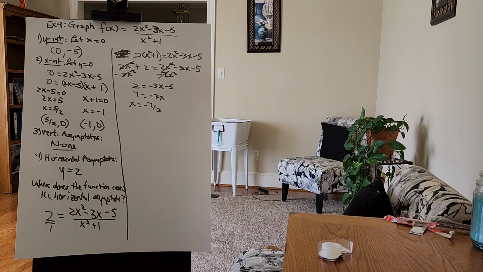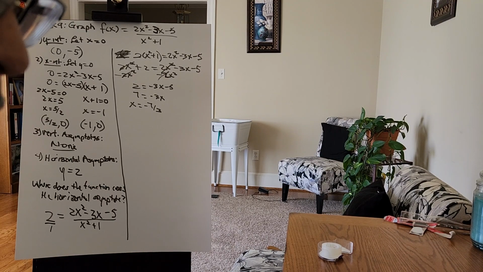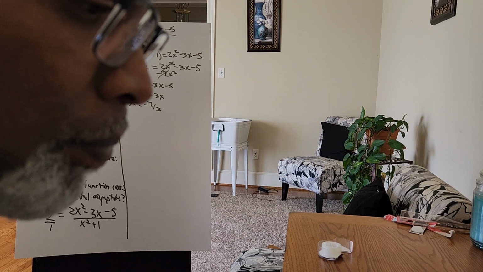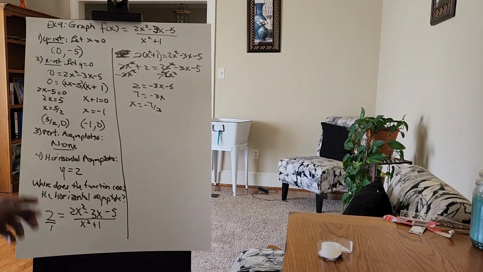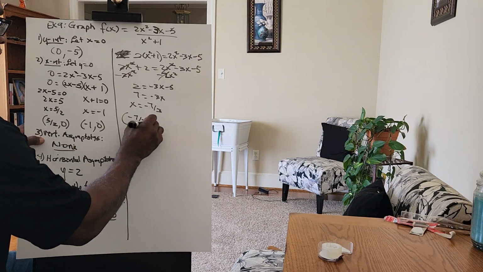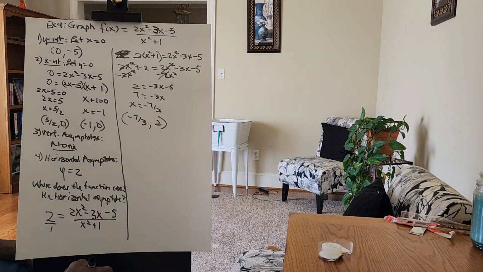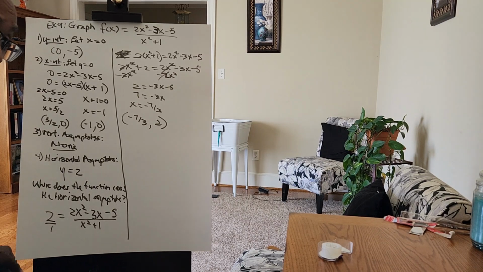Which one am I doing? 2x squared. Oh, I'm doing this one. I'm looking at the wrong problem. I'm sorry. So again, I crossed my horizontal asymptote at negative 7/3 when x is 2. So where I crossed my horizontal asymptote, the x coordinate is negative 7/3. The y coordinate was y equals 2. That's where I'll cross my horizontal asymptote.